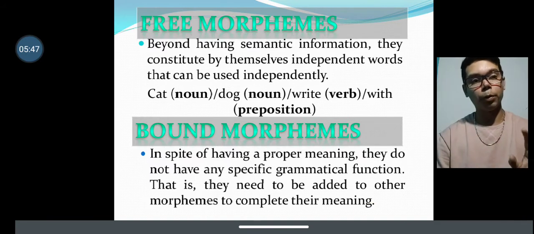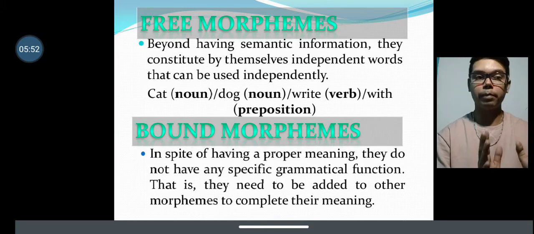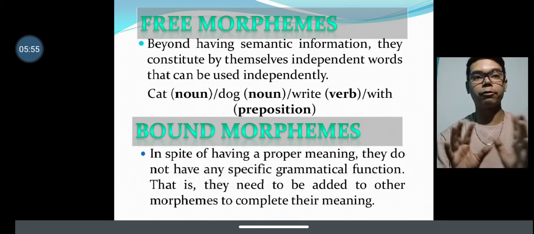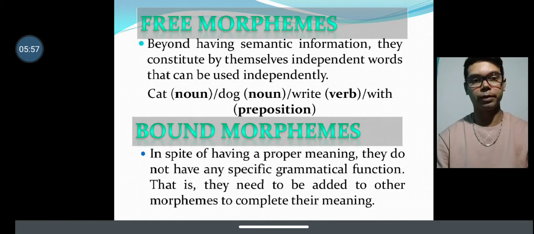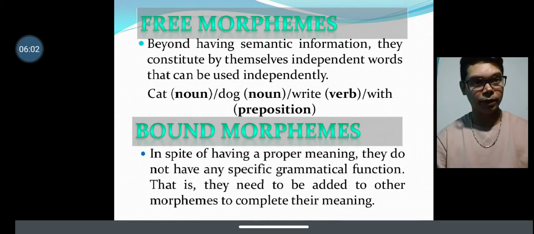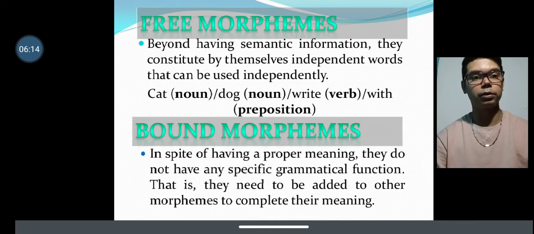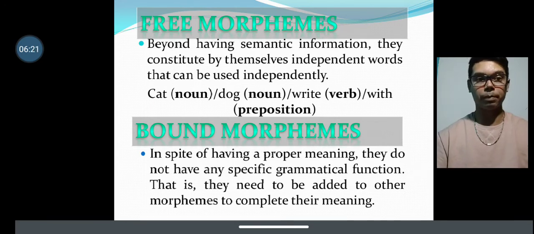Okay, so we have to distinguish here. Tenemos que hacer una primera distinción. We will have to make a general distinction of a free morpheme and a bound morpheme. So what is a free morpheme? Beyond having semantic information, they constitute by themselves independent words that can be used independently. Okay, like for example, we have the word cat, and that is a noun. We have the word dog, and that will be also a noun. We have the word right, and that is going to be a verb, and with, which is a preposition.